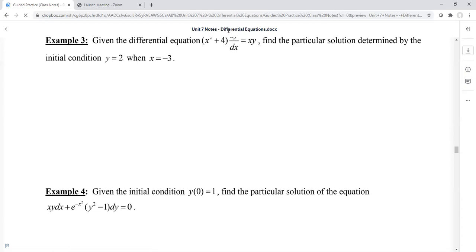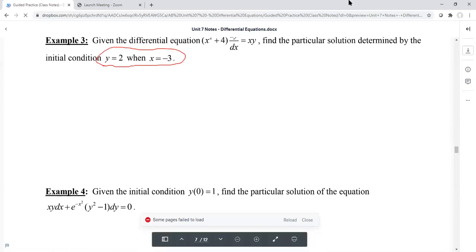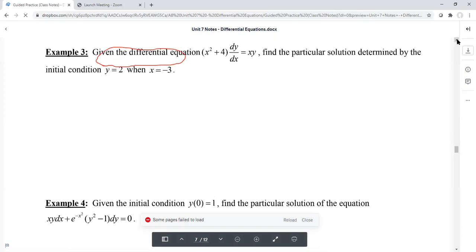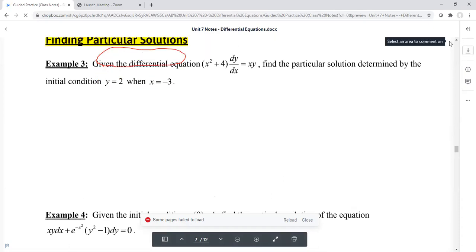All right, so this is 7-7 notes, which is find a particular solution. So the general solutions have a C in them. But if you look at this problem, they give us a point on each one of these, and we're going to be able to use the point they give us, which in this case is right here. We're going to be able to use that to find the exact solution or value for C.